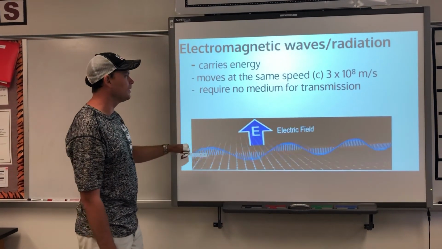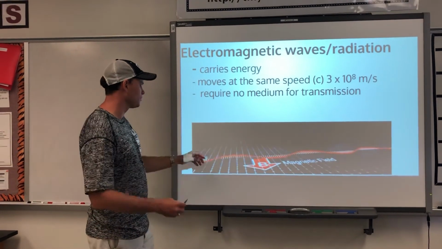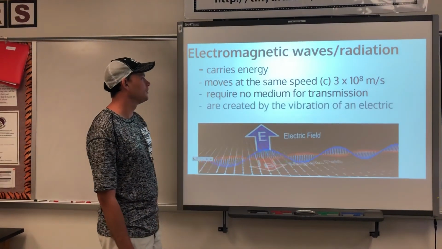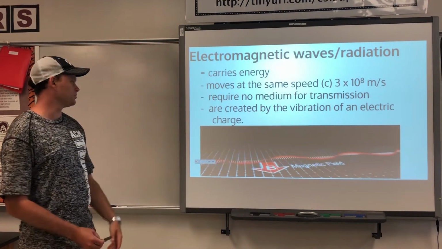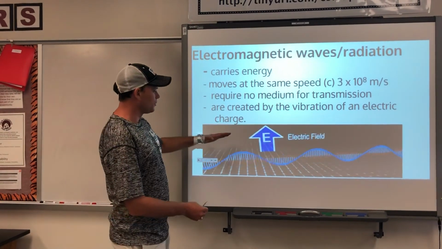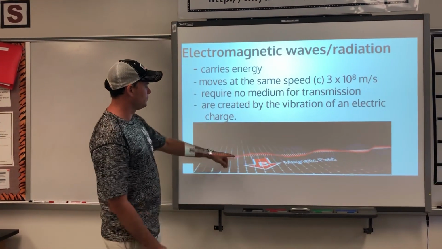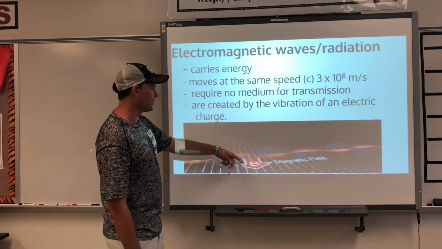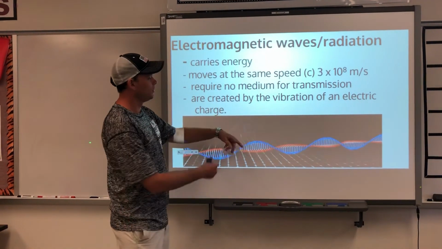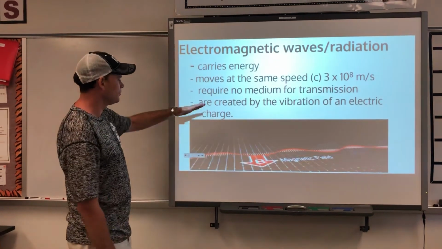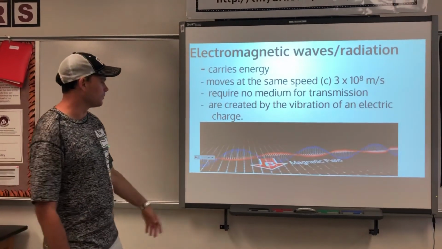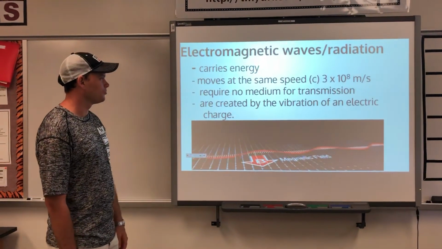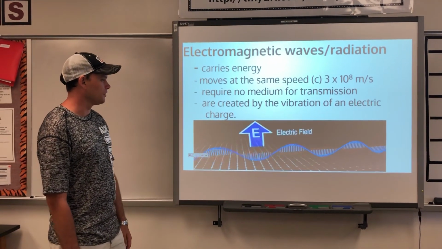Light can travel through anything, doesn't need a medium, so it doesn't have to go through air. It can go through space, and it's created by the vibrations of an electric charge. So you vibrate an electric charge, that produces a magnetic field, and then that magnetic field then produces an electric field, and the whole thing reproduces itself as you keep vibrating that electric charge. So just like all waves, it starts with a vibration, but an electromagnetic wave is an electric charge vibrating. All right, so that is waves.